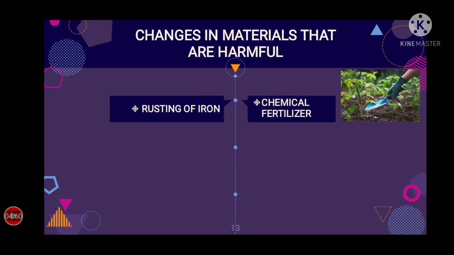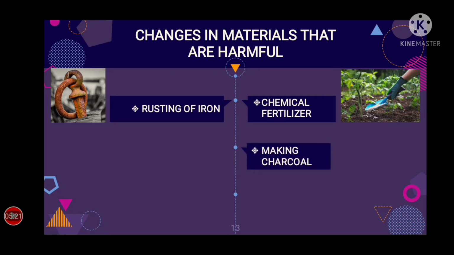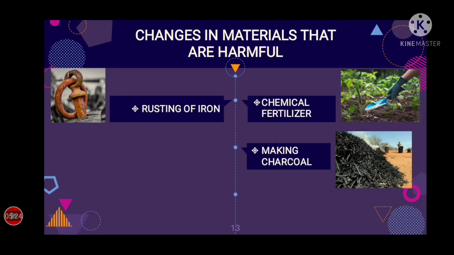Another is rusting of iron. So, when we say rusting of iron, before it is formed, it is still okay. But as time passes, there are chemicals already when the iron is rusting. It can affect our health and also the environment. Number 3 is making charcoal. So, why does making charcoal become harmful? It includes deforestation and air pollution that affect our living and also the environment and our health.